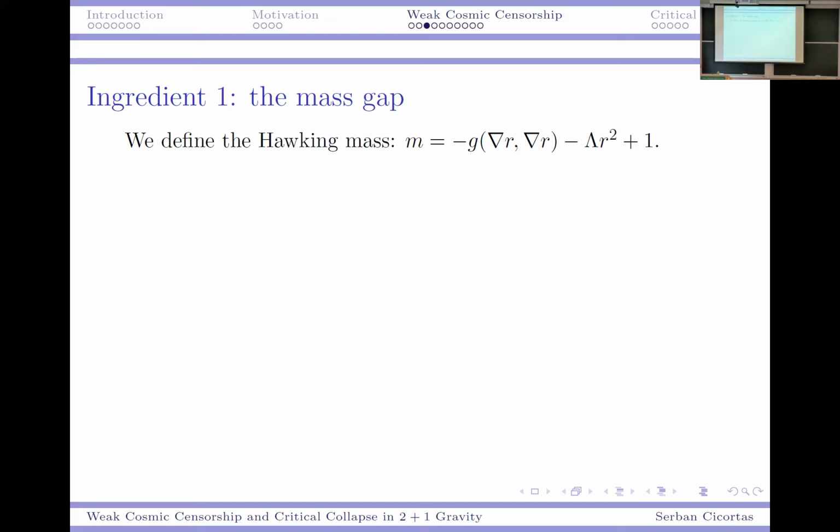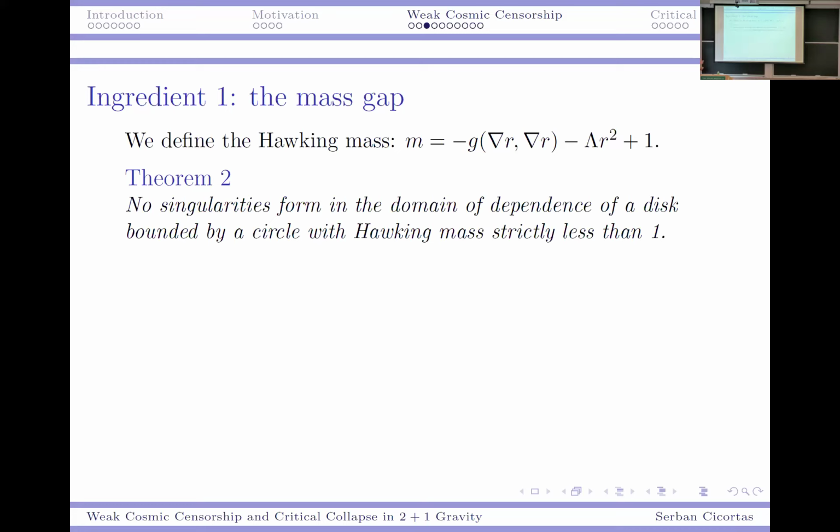And very importantly for us, we showed that to form singularities, you need mass at least 1. So in ADS spacetime, mass is 0, but to form singularities, you need mass at least 1. And this is what I call a mass gap. So the result that we prove is that if you have a disk bounded by a circle with Hawking mass less than 1, then no singularities form in the domain of dependence of this disk. Okay, so this is what I call the mass gap result.